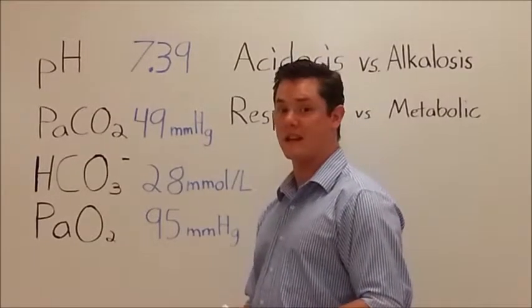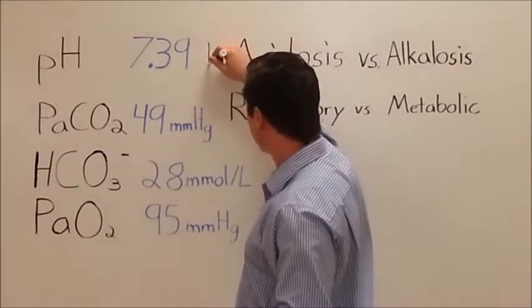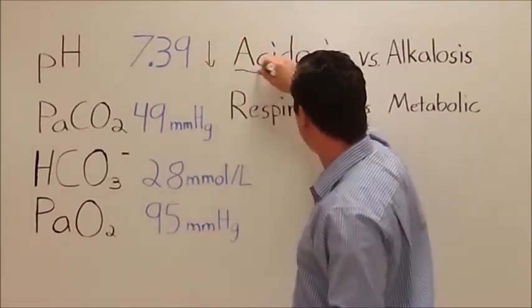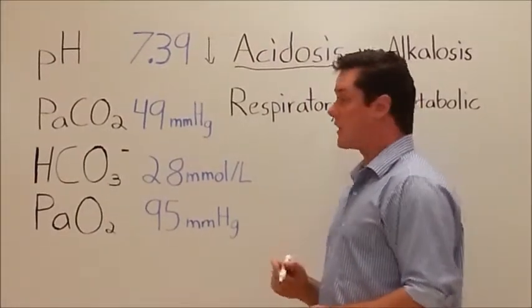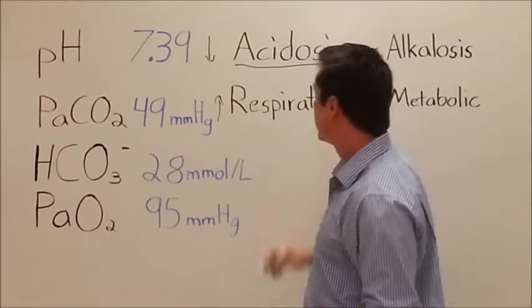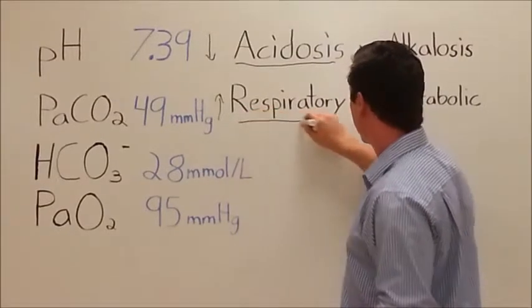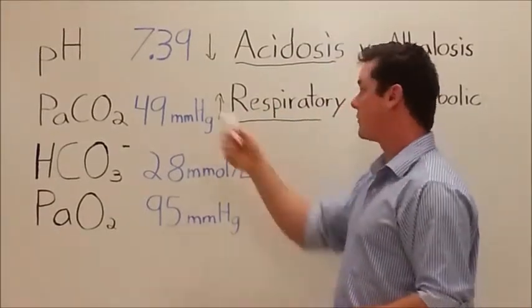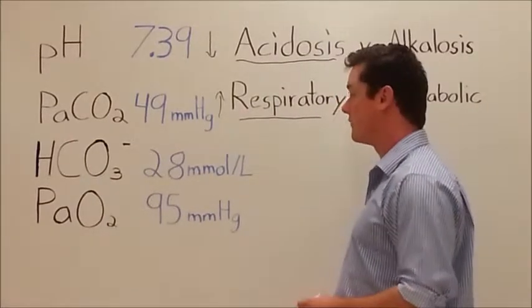So for our second example, we're going to again start by looking at pH. Here, we're a little bit low, so we know we're in an acidotic state. Next, we're going to look at our carbon dioxide. That is high. So since these arrows are pointing in opposite directions, that tells us we have a respiratory condition. And since we can see we're retaining too much carbon dioxide, we know that's true.